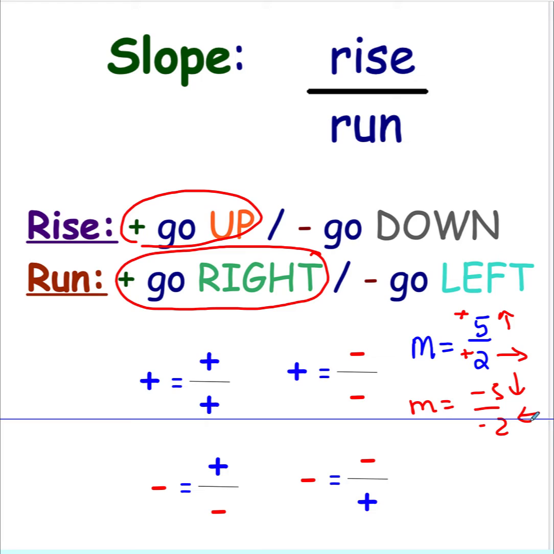And we'll see when we actually do some graphing that it still is going to lead us on a straight line. It doesn't matter which two directions we choose, as long as we're choosing them so that overall the slope is positive.